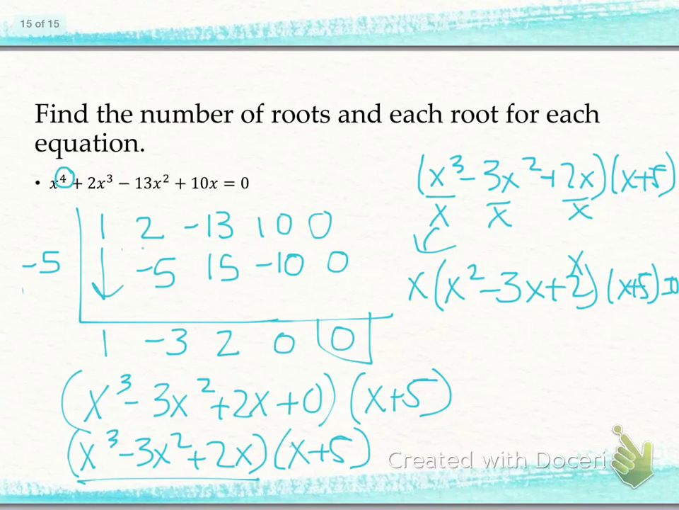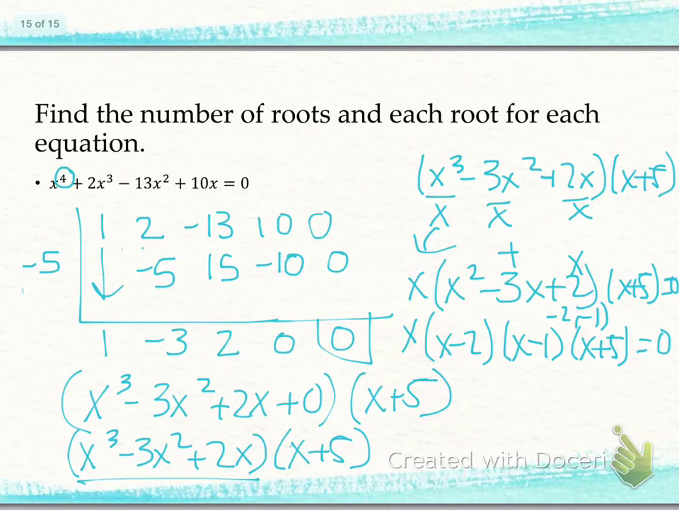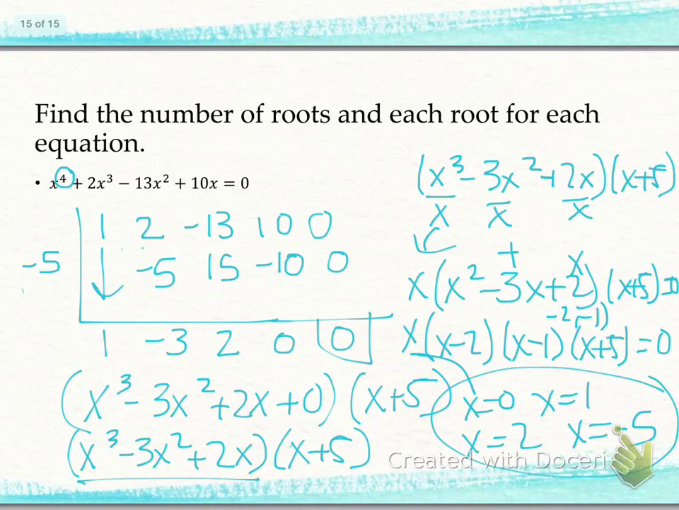Okay, so what multiplies to get me 2 and adds to get me negative 3? It's negative 2 and negative 1. So I got x minus 2, x minus 1, x plus 5 equals 0. So when I do ZPP, I got x is equal to 0. When I set x minus 2 equal to 0, I add 2 to both sides, so I get x is equal to 2. X minus 1 equal to 0, we add 1 to both sides, so I get x is equal to 1. And x plus 5 equals 0, we subtract 5 from both sides, so x is equal to negative 5, for a total of 4 answers, which is how many I wanted.